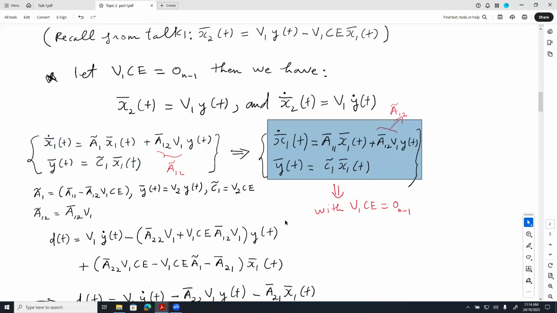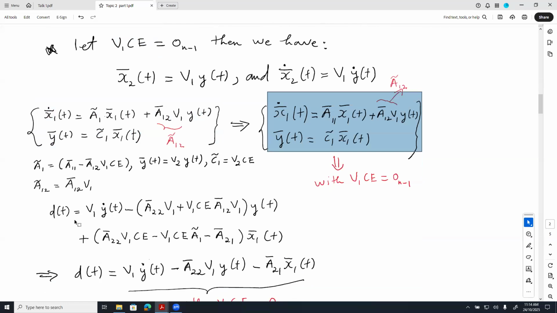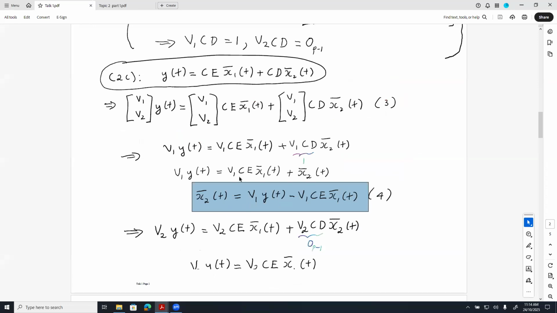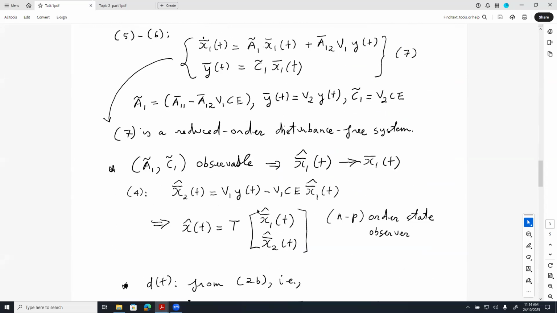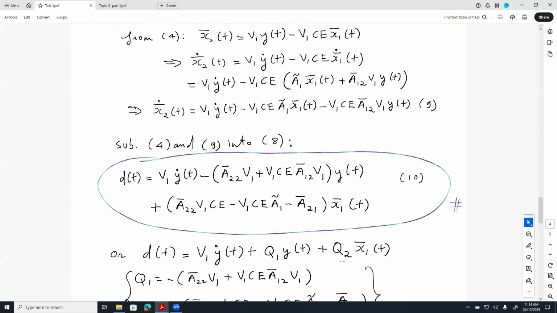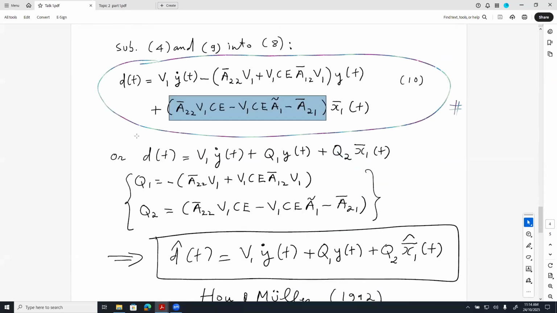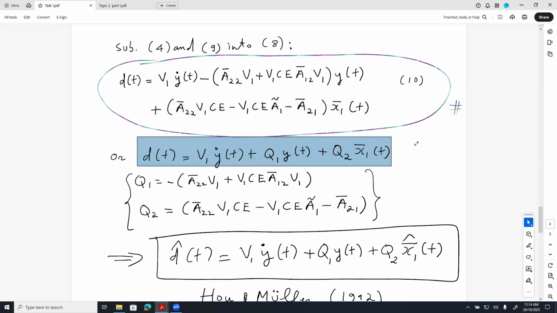The other thing is, when we look at the expression for the unknown input, which is the one obtained from the Hou and Muller method, which was from talk 1, the previous talk. As you can see, it was given by equation 10 in here, and for the sake of simplicity in notation, we call this entire expression Q1, and Q2 is this entire expression. So from Hou and Muller, we got this expression for the unknown input.